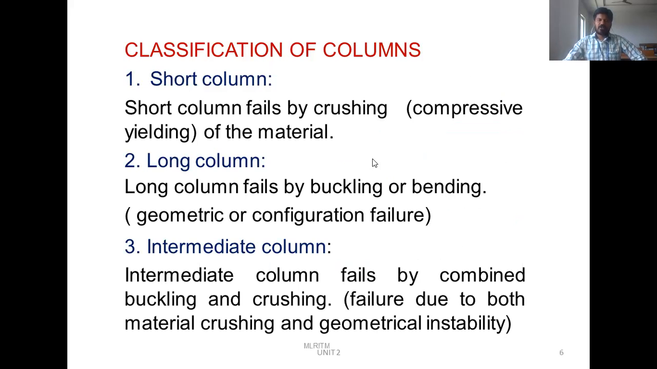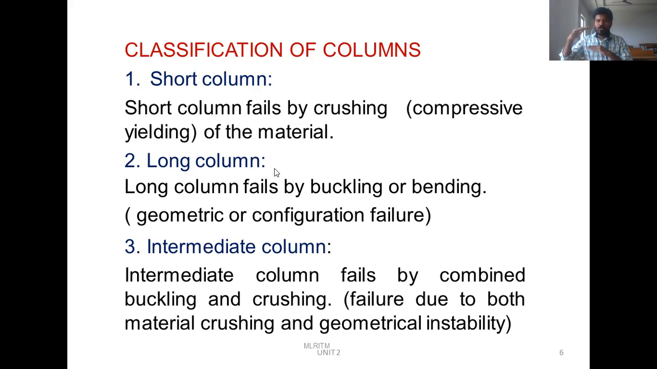Next, classification of columns: short column, long column, and medium column. We classify with respect to the slenderness ratio. For a short column, if the ratio of height to lateral dimension is less than 12, then the column is said to be a short column. If it is greater than 12, then it is said to be a long column.